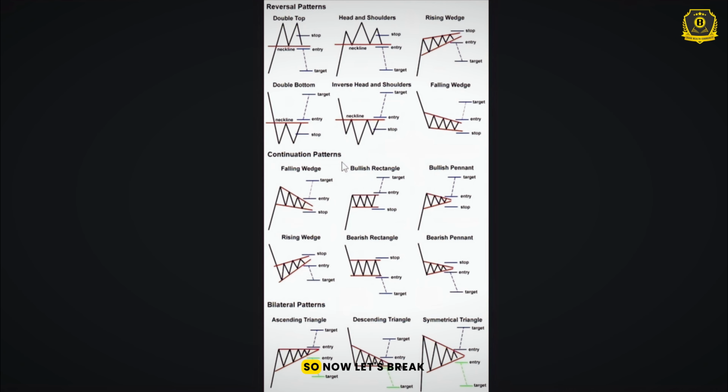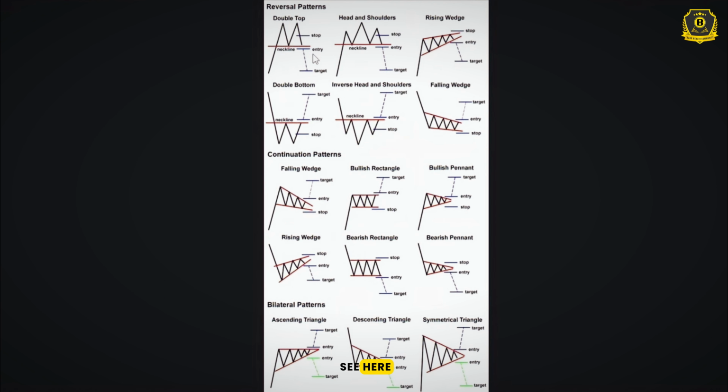Now let's break them down one by one, starting with how we can trade the reversal patterns, which have different names: double top, head and shoulders, rising wedge, falling wedge, double bottom, inverse head and shoulders. So how can we trade them?